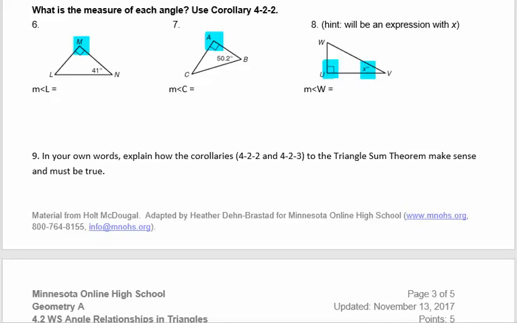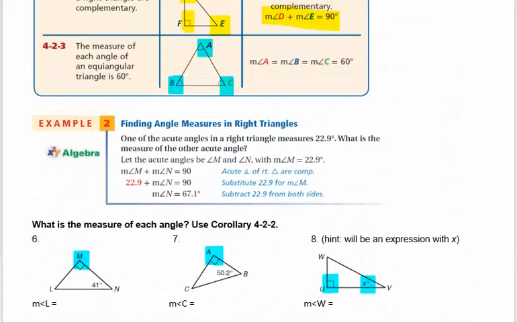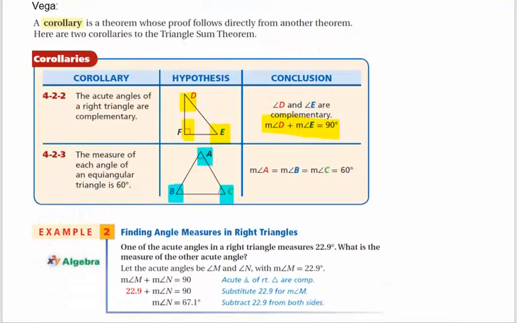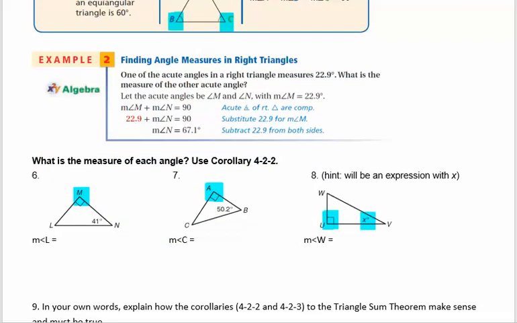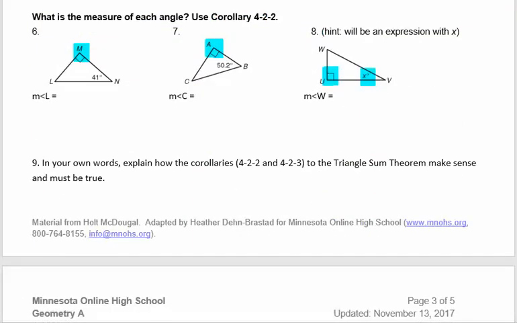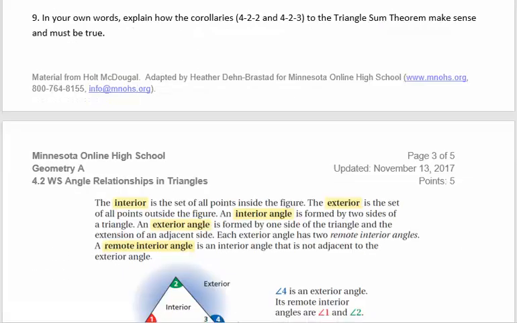Number 9 is a writing question. In your own words, explain how the corollaries 4.2.2 and 4.2.3 to the triangle sum theorem make sense and must be true. I've already discussed that. If you need to, go back a couple minutes in the video and hear me say why that has to be. But again, in your own words, explain why they have to be true, why it makes sense.